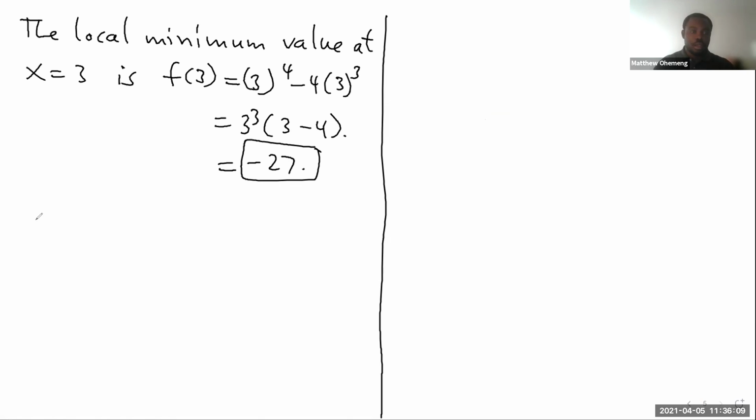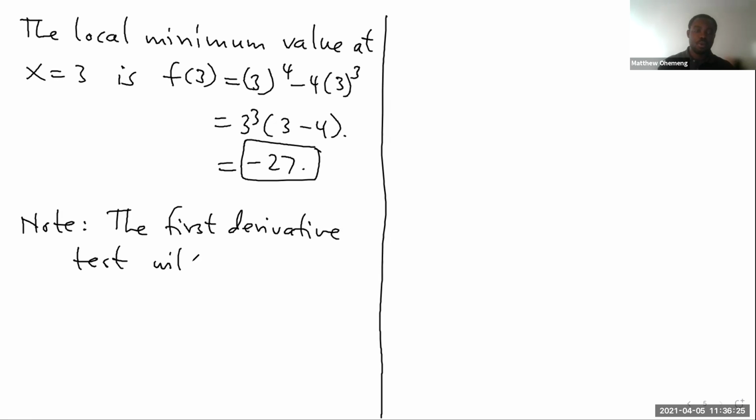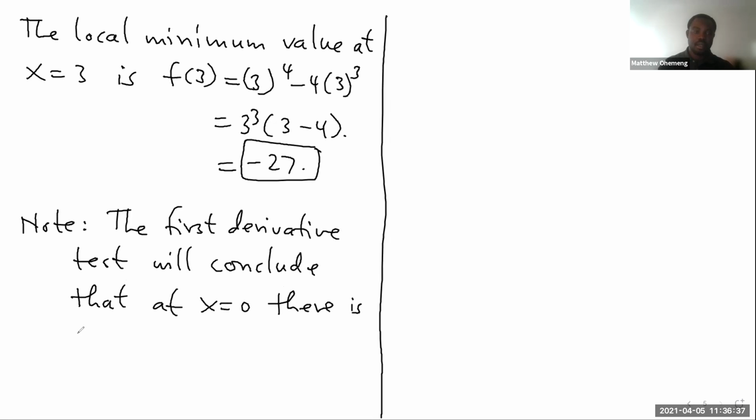Now let me make this note. The first derivative test, I'll give you this to try. The first derivative test will conclude that at x equal to 0, there is neither a local maximum nor a local minimum.